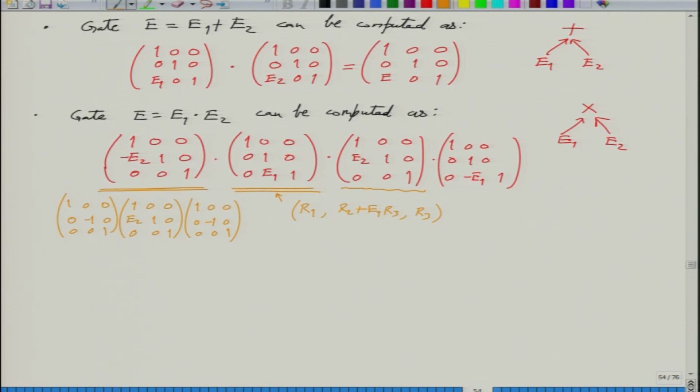Fine. So each of these 4 can be produced, and what is the product? So the product will be, yeah, let us multiply the first 2. And then the last 2.